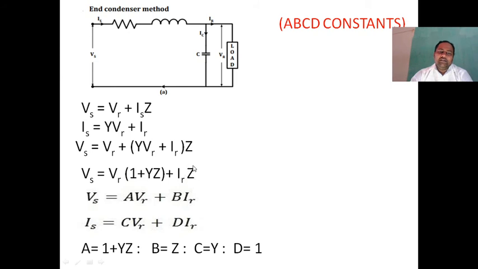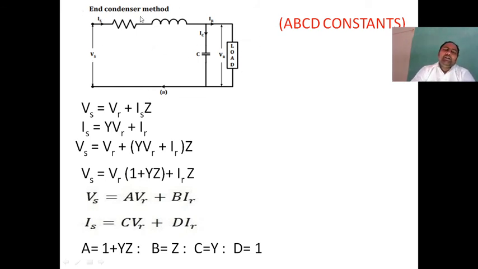Constant B is Z. Constant C, in place of constant C, is Y. In place of constant D, just 1. So A is equal to 1 plus YZ, B is equal to Z, C is equal to Y, D is equal to 1. But here, very important, constant A is not equal to constant D. So the circuit is asymmetrical, not a symmetrical circuit.